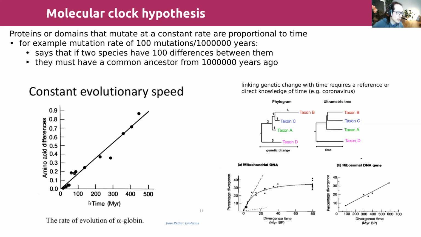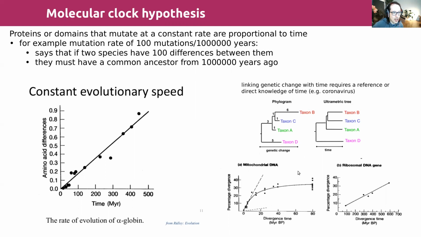And so here we can see if we plot the rate of change of amino acid differences, it should be a straight line. It should be a linear relationship if we're going to use it as a molecular clock. That way, the rate of change is proportional to time. And then we know that if we see a certain number of changes, this roughly corresponds to a certain time. This is how we can link phylograms and ultrametric trees, the information in those, with each other by using molecular clocks.